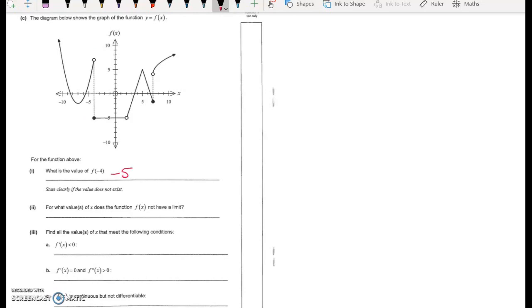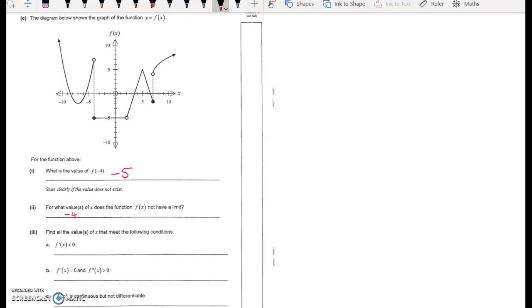For what value of x does the function not have a limit? If we were coming from the left at this point and from the right at this point, we would be heading to different places. So at minus 4, we do not have a limit. Now, if we look at other places on the graph where you might think about it, you might consider this one, but that does actually have a limit there. From the right and the left, they are heading towards this same point. Even though it's an empty circle and we don't have a value there, it doesn't mean that there isn't a limit.